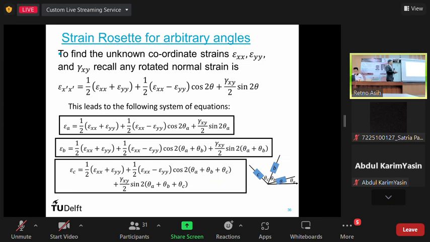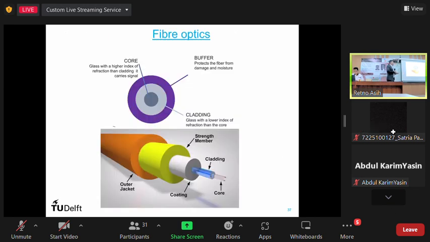And there are some equations that connect the strain measurements from the Rosette in different directions into any arbitrary strain, in the direction they wanted. So again, this is more Mohr's circle calculations that you might have seen here already, right?